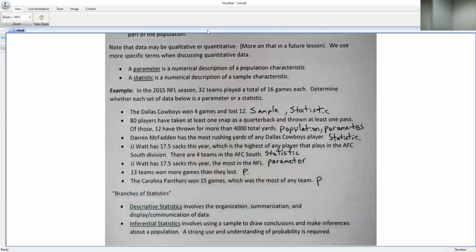Hopefully that idea kind of makes sense. Those can be a little confusing. Just think about them real carefully. Think about what's our population, and then are you measuring that entire population, or are you measuring some part of it?